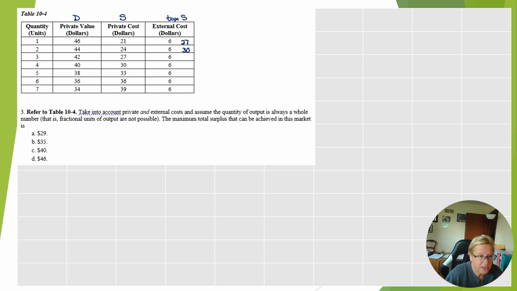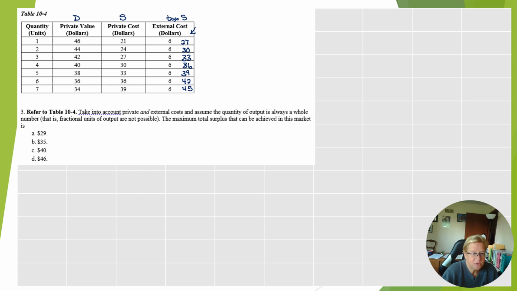33, 36, 39, 42, and 45. Okay, it says take into account the external cost. We just did that by creating this new column here. And assume that the quantity of output is always a whole number.